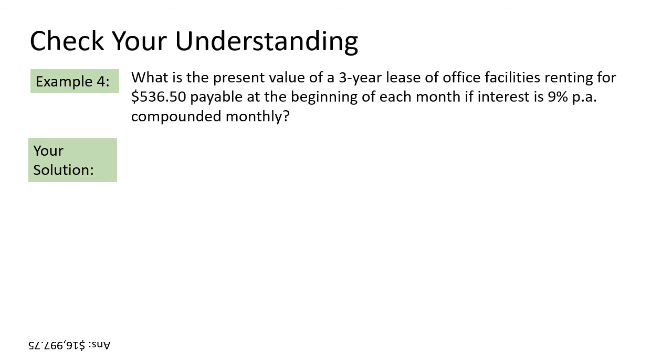Let's look at one more example using present value. What is the present value of a 3-year lease of office facilities renting for $536.50, payable at the beginning of each month if interest is 9% per annum compounded monthly? A couple things to notice. Interest and payment period frequency are both monthly, so they're the same. Makes it a simple annuity. And payments are at the beginning of the month, so that makes it a simple annuity due. And it asks in the question for present value.